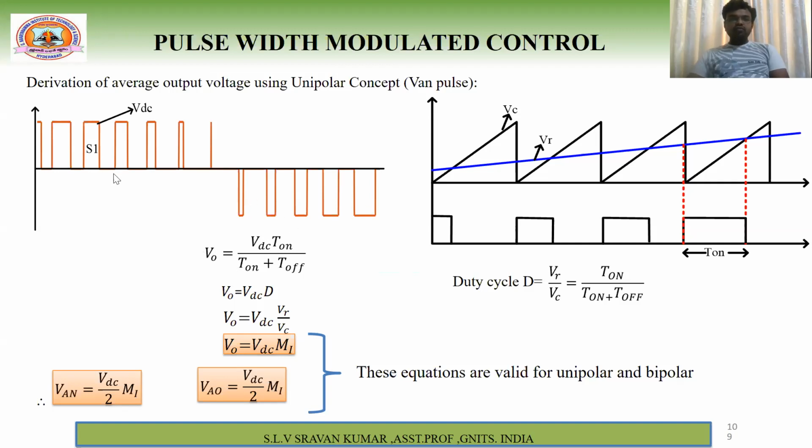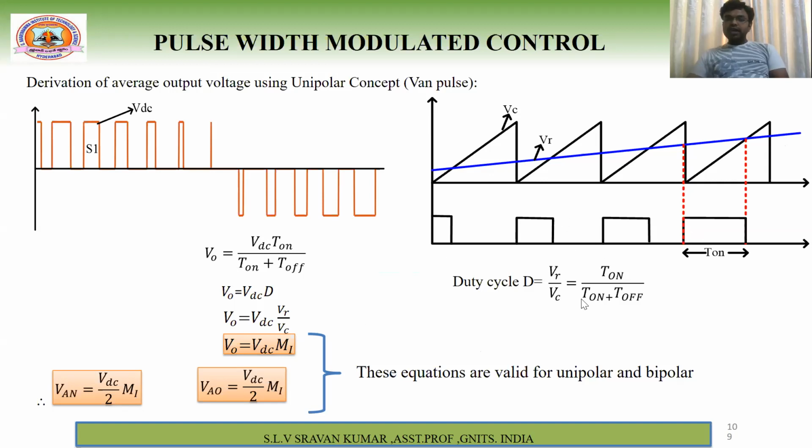Therefore, how can you write this V naught? This magnitude is VDC into T on divided by T on plus T off. Therefore V naught is equal to VDC times T on by T on plus T off, which is D. In the 4th unit on choppers, I have already discussed this, right? But how do you generate this D in choppers? See, in choppers you use a sawtooth waveform, and the reference waveform is increasing like this. So automatically your duty cycle is increasing, right?